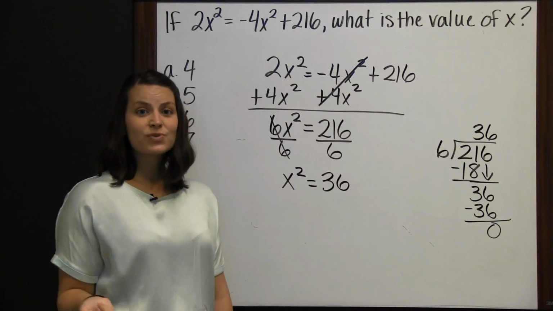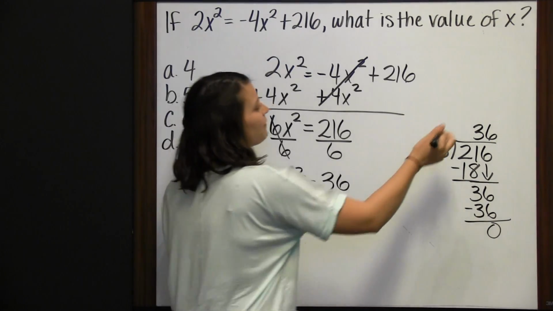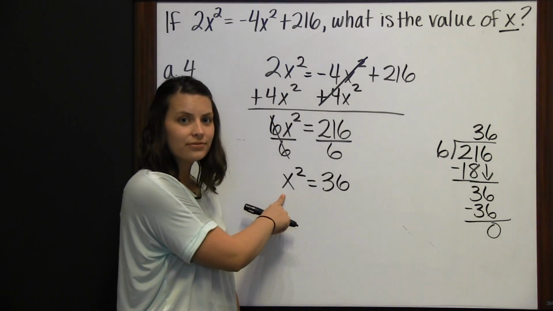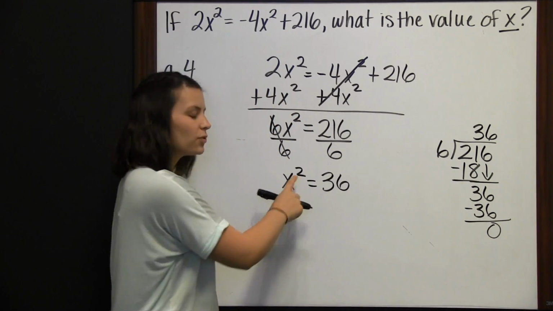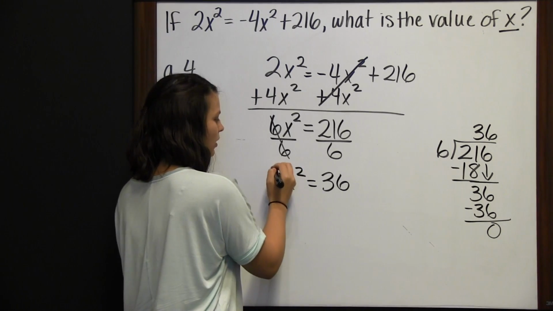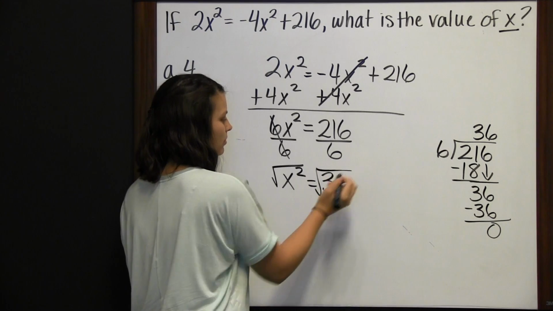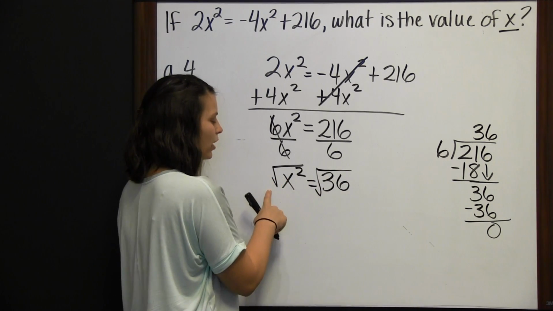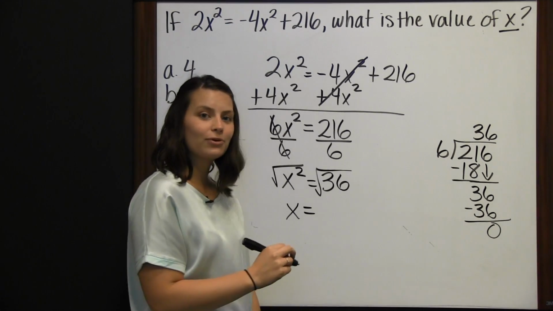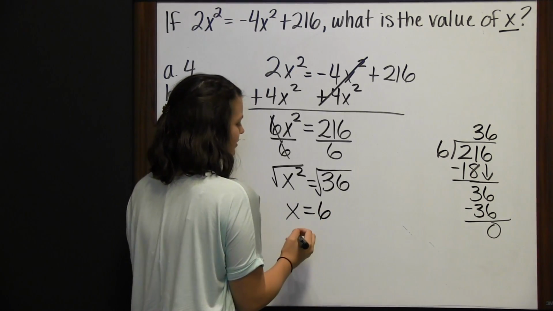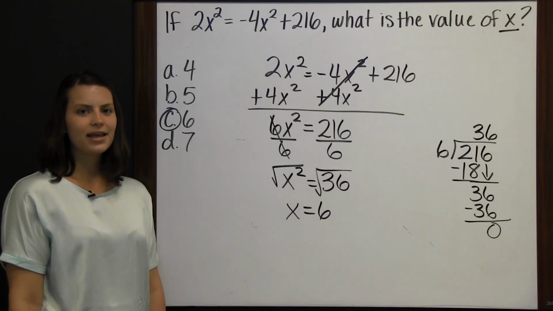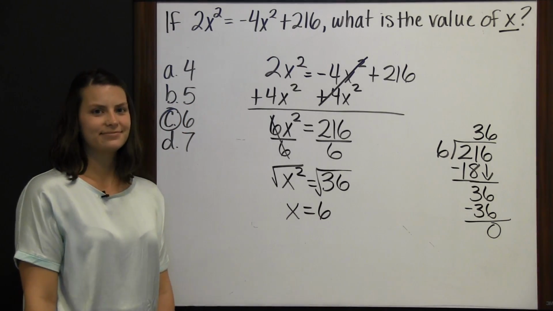So now we know what x squared equals, but we still haven't found what x equals. So to get x alone, we need to do the opposite of squaring x. And the opposite of squaring is to square root. So we square root both sides. The square root of x squared is simply x. And the square root of 36 is 6. So that means that x is 6. Answer C.